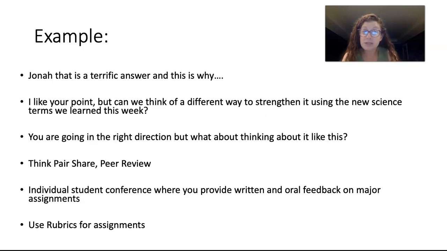Ways for your students to peer review each other is to review each other's writing, to do think-pair-shares and small group work. Something I really love doing is having individual student conferences, particularly after exams, if a student's done really well or not so well, where you provide oral feedback on major assignments.